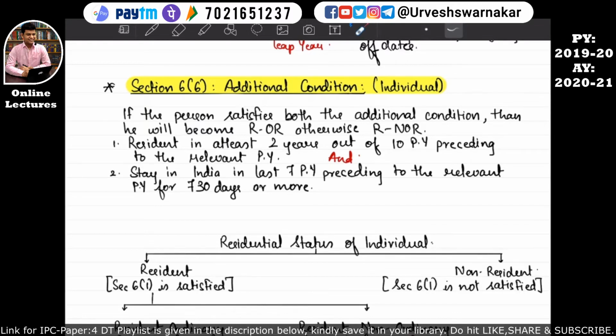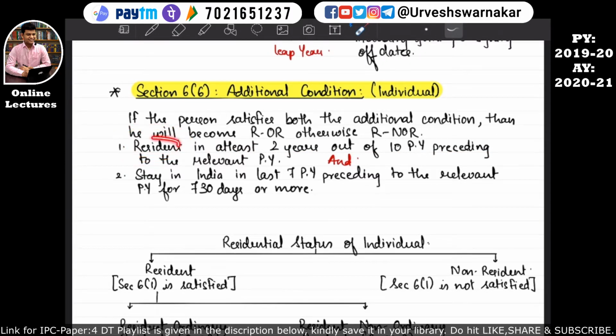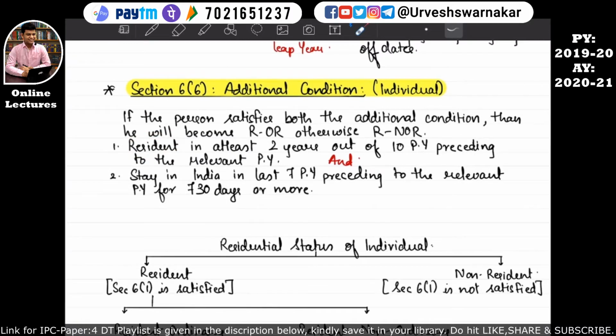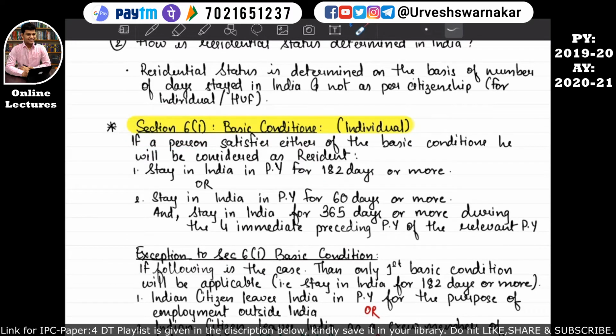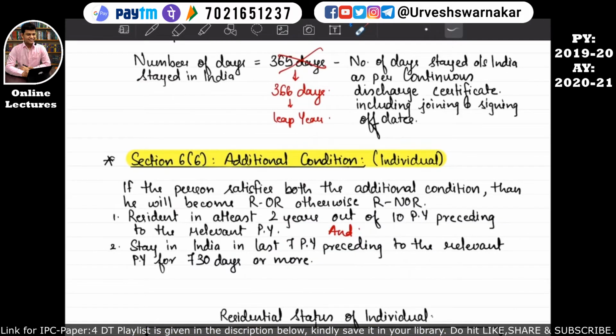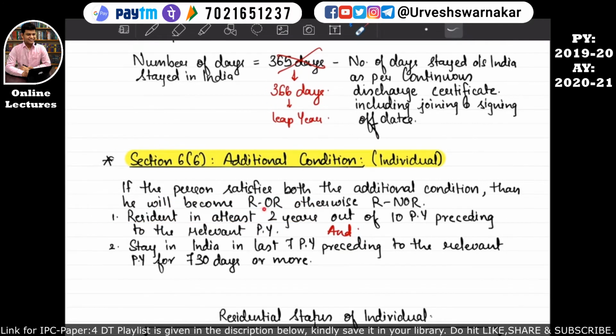So see, how does this particular section start? Resident in at least 2 years out of 10 previous years preceding the relevant previous year. Resident. So firstly we need to find out whether the assessee was a resident. If we need to find out resident, we need to go back to section 6 subsection 1. There only we know how to find out whether the assessee is resident or not. Okay, so resident in at least 2 years, out of 10 previous years preceding the relevant previous year.